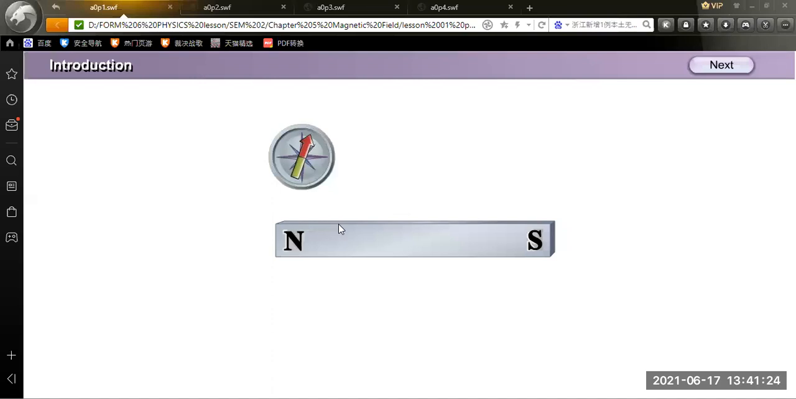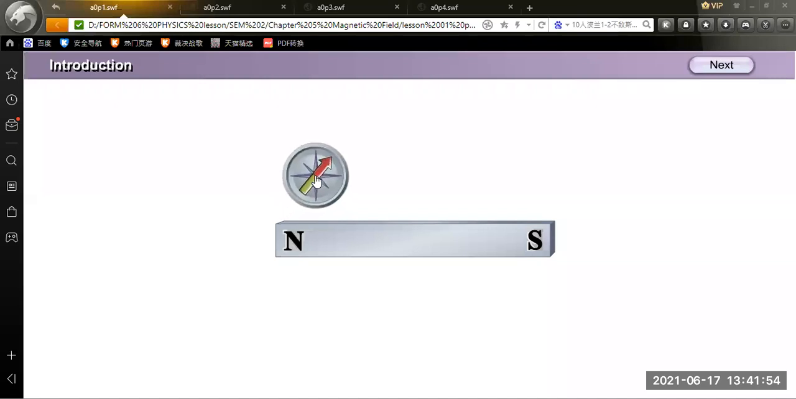Normally, a magnet has a North Pole and a South Pole. When I put a compass near the magnet at the North Pole, we notice that the pointer points to a certain direction. Now, I will move the compass around the magnet. You observe the direction of the pointer on the compass.